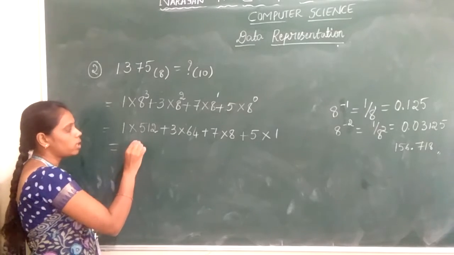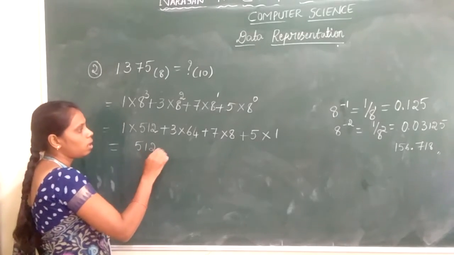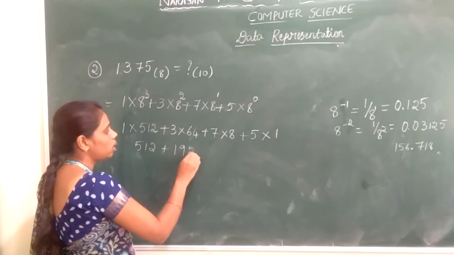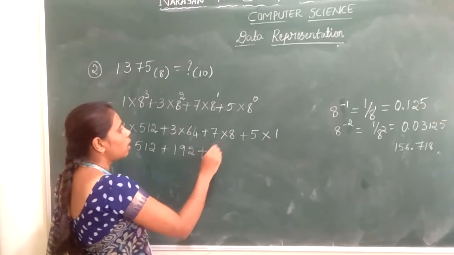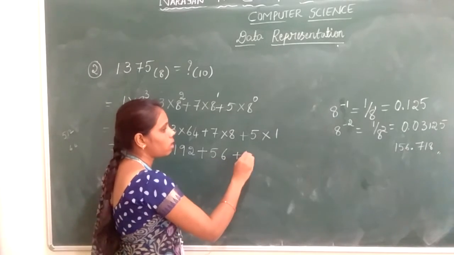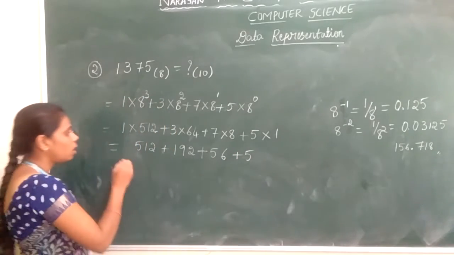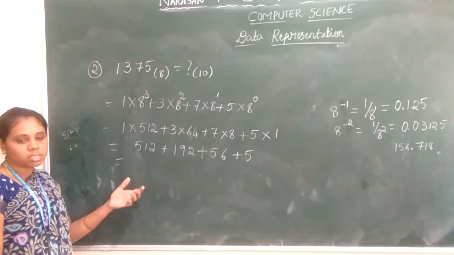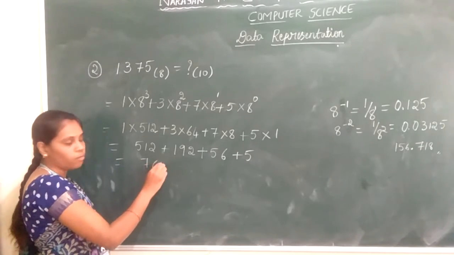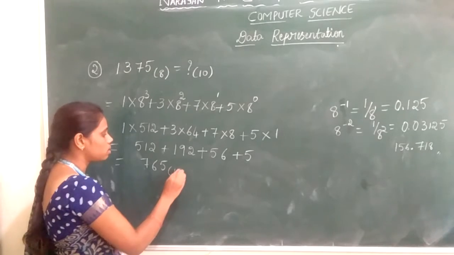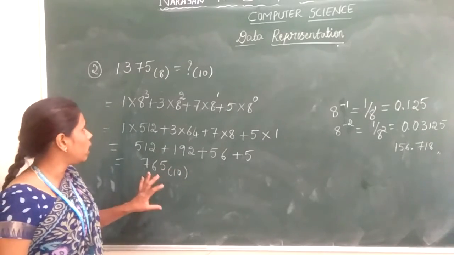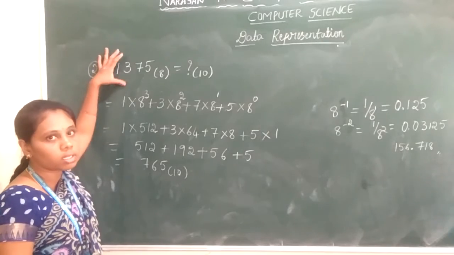512 into 1 is 512, plus 64 into 3 is 192, plus 8 into 7 is 56, plus 5 into 1 is 5. Now add all these terms, so you get 765 as the result, and this is your decimal equivalent value for the given octal number.